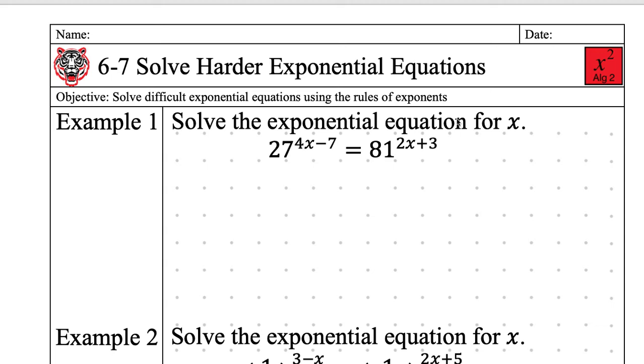Right, so today is Wednesday, December 11th, 12/11/2019. We are on lesson 6-7, solve harder exponential equations.